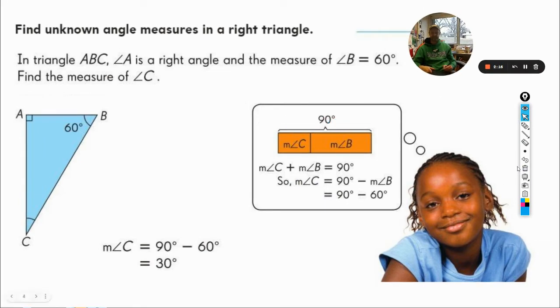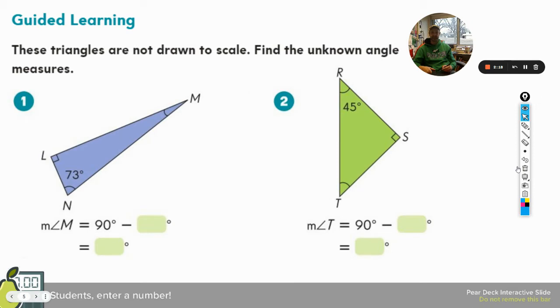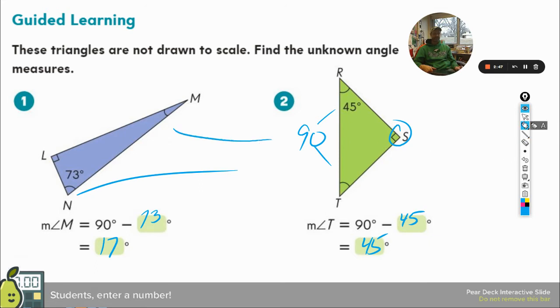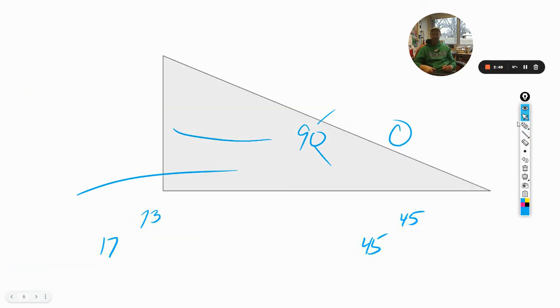As always, the triangles are not drawn to scale. Find the unknown angle measures. Go. I'm starting at about 3 seconds, and I think you can get ahead of me and do this quicker. 2, 1, go. All right, does that make sense? We know this is a 90, then we know the other two have to add up to 90. And the same with those two. So far, not so bad.